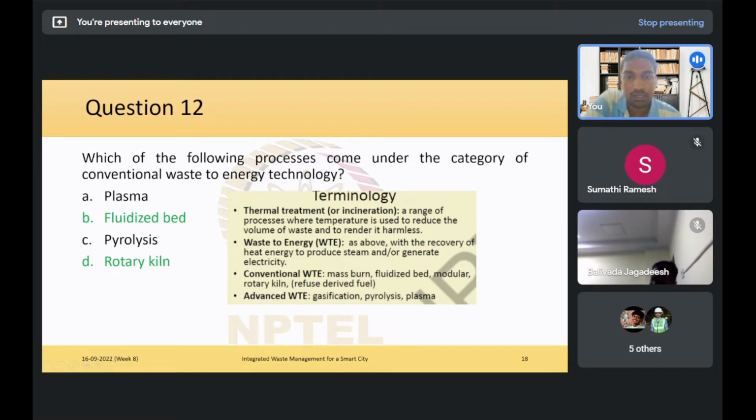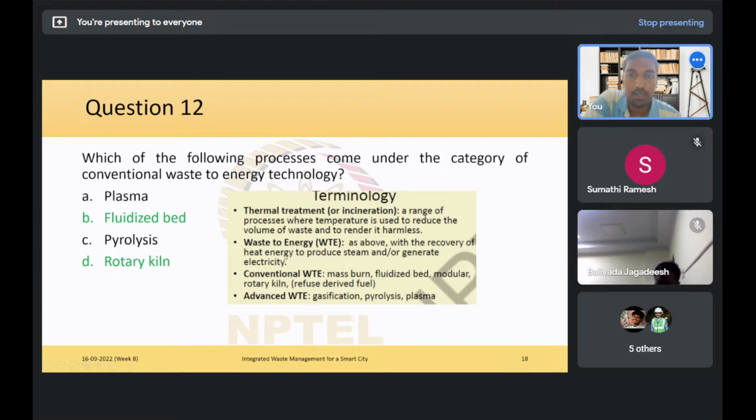Other conventional techniques include mass burn, or just incineration or combustion, and then fluidized bed, modular, and the rotary kiln, as well as refuse derived fuel. So what is refuse derived fuel? We take this solid waste, which is a heterogeneous mix of different waste materials, and we convert it into a smaller, homogenized fuel, which is called refuse derived fuel. It can then be used for deriving energy in a separate process. So that is also a conventional process.